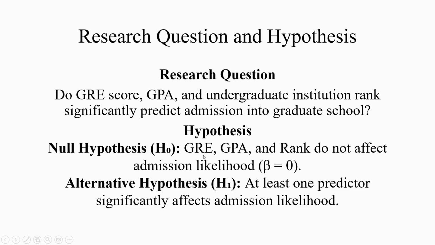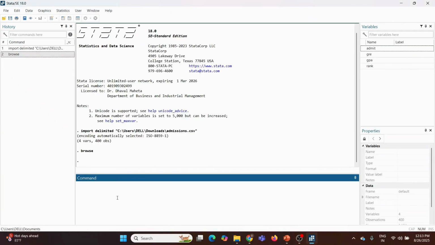Hypothesis: null, GRE, GPA, and rank do not affect the admission likelihood, that is, beta is 0. Alternative: at least one predictor significantly affects admission likelihood. So first we will see the descriptive statistics, and for this we will run the command tab rank.